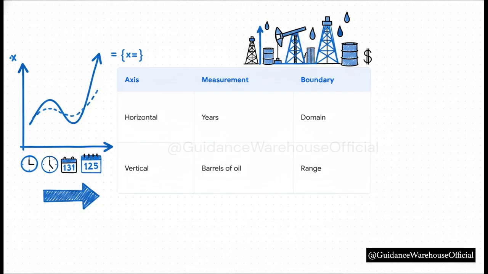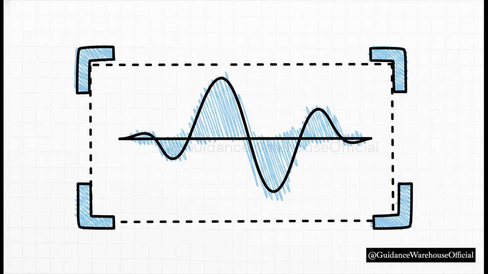Because time is our input here, the x-axis represents our domain. The vertical y-axis measures the output, thousands of barrels of oil produced per day. And that makes the y-axis our range. If the visual graph explicitly starts tracing data at the year 1973 and ends exactly at 2008, our domain is inclusive from 1973 to 2008.